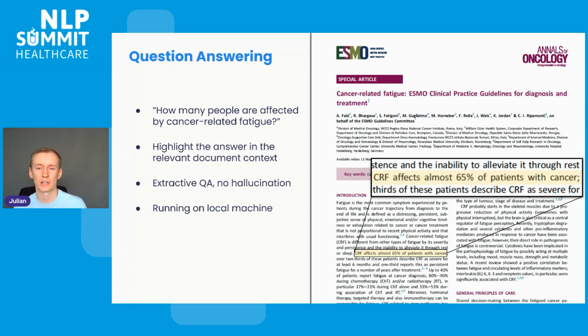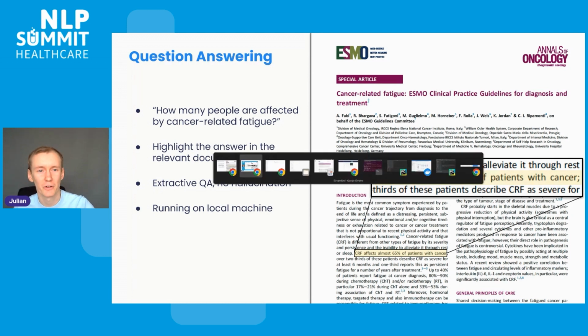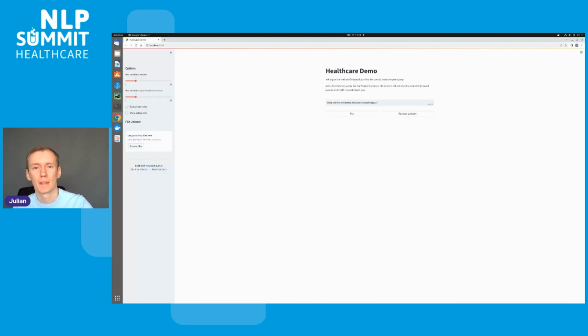Another advantage of extractive QA is that the models that you need for that are relatively small. So you can run these models and these question answering applications even on your local machine. And this is what I actually did for this talk. So we can have a look at the demo right now. So this is the demo running here right now.